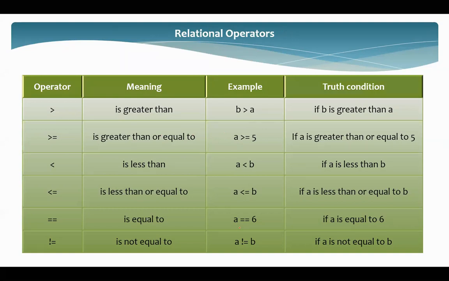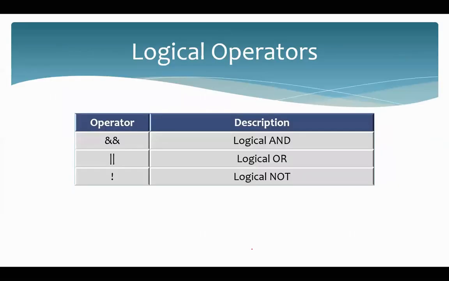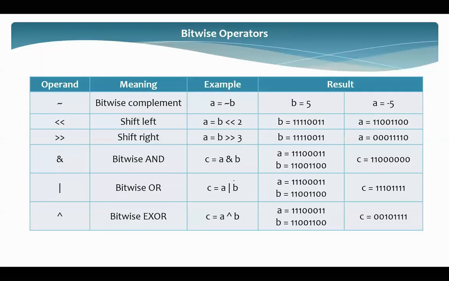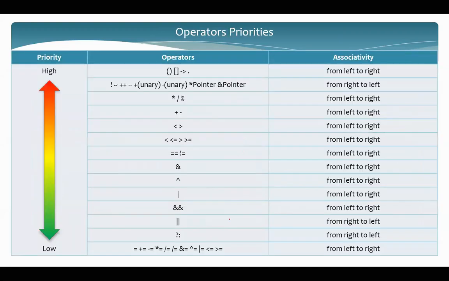double equal sign to compare whether it is equal or not. And this is for not equal. Logical operators for logical and, logical or, and logical not. Bitwise operators for bitwise complement, shifting left and shifting right, shifting the bits to the left and right. So here 2 bits will be shifted to the left, 3 bits are shifted to the right. And OR and XOR. This slide shows you the variety of different operators.